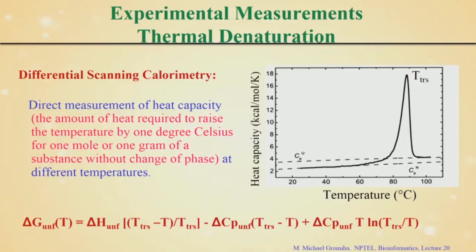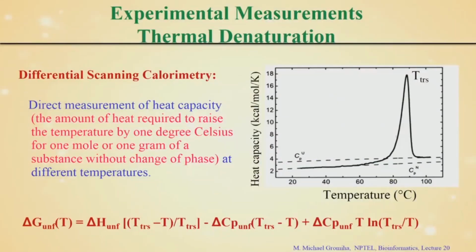Likewise you can use thermal denaturation. So, what is thermal denaturation? We give heat, right. So, here you can see temperature versus heat capacity. In this case you can directly measure the transition temperature, because you can calculate the amount of heat required to raise the temperature by 1 degree Celsius with respect to 1 gram of substance without any change in the state, with no change in the phase.